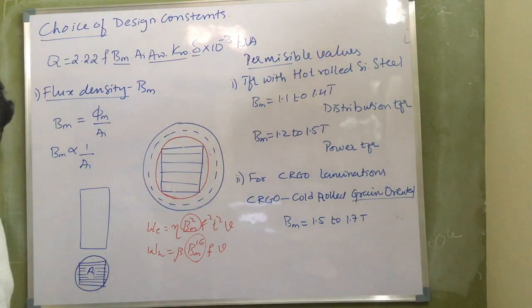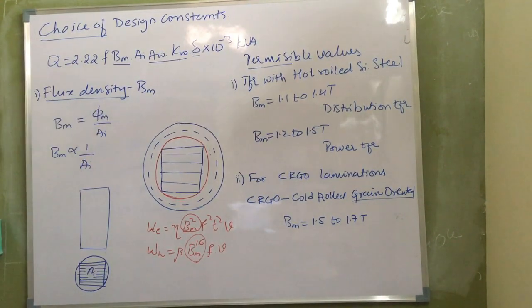So these are the values of flux densities that I have to choose. The second point to take into consideration, a design constant, is current density.